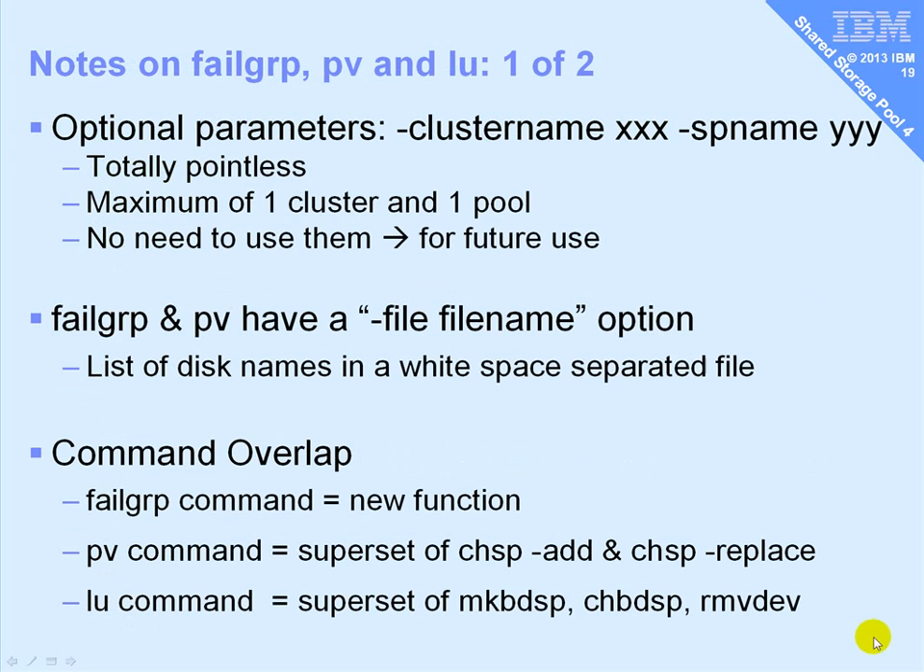So a few notes on these new commands. There's optional parameters, -clustername and -spname. They're totally pointless because we've only got one cluster and one pool at the moment. So there's no need to use them at all, and I'll leave them out of the examples. Will be more important perhaps in the future.